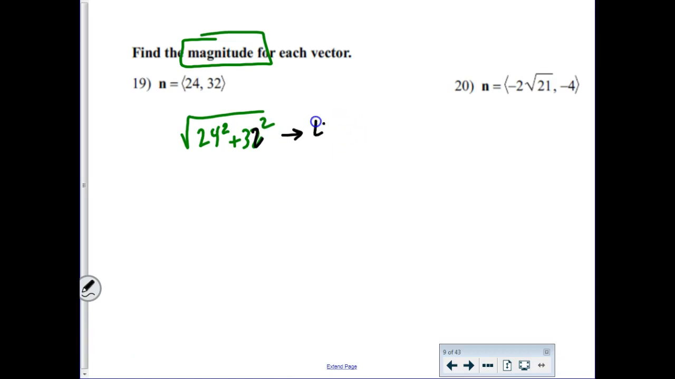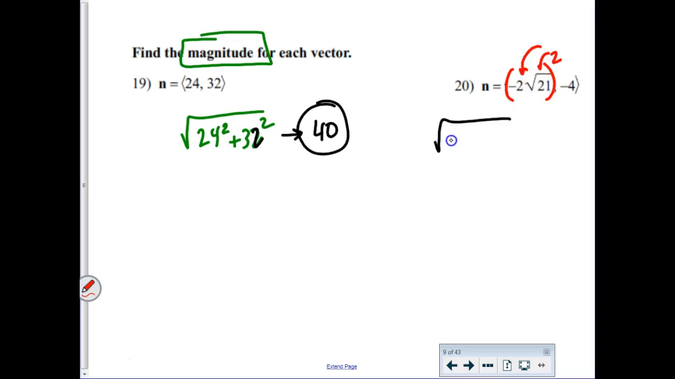Oh, it comes out nice? Oh, that's beautiful. Okay. I'm not going to promise you it always comes out nice, though. Now, if it's something like this, be careful on this one, guys. When you have -2 times the square root of 21 and you square that, you have to square the -2 coefficient and you square the radical.